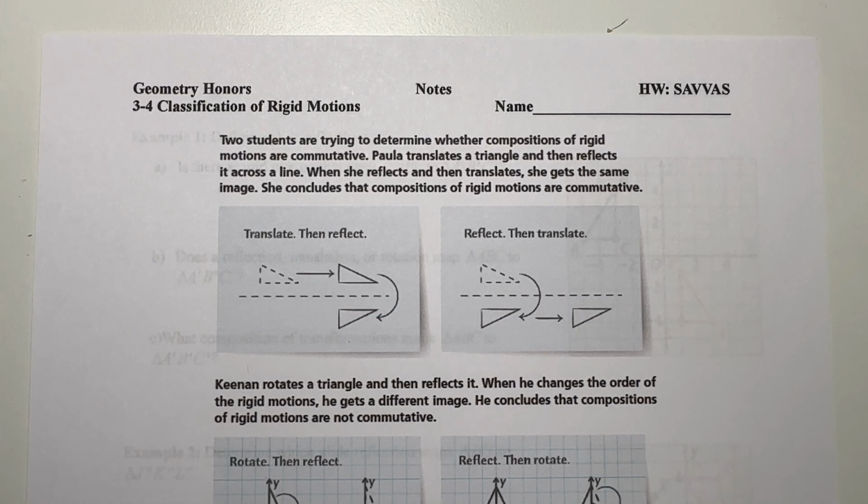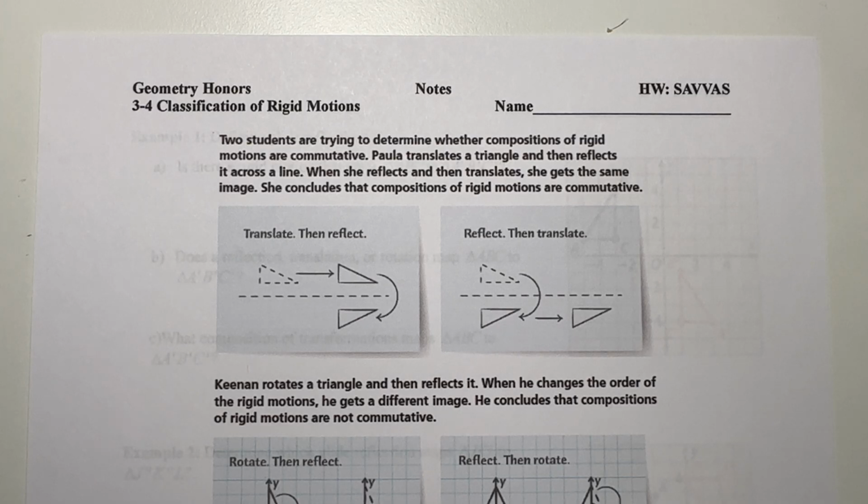Okay, so up here at the top you've got a little starter problem to think about. Two students are trying to determine whether a composition of rigid motions is commutative. Commutative means can be done in any order. Paula translates a triangle and then reflects it across a line. Then when she reflects and then translates, she gets the same image. She concludes that compositions of rigid motion are commutative.